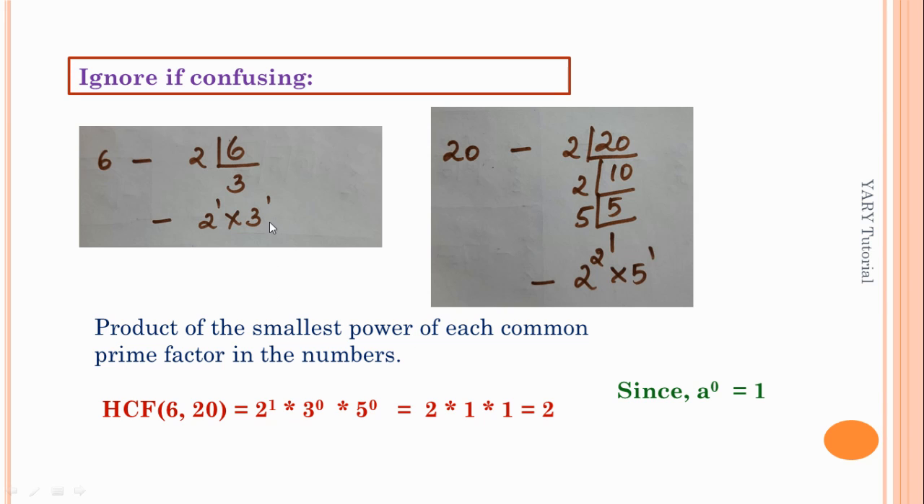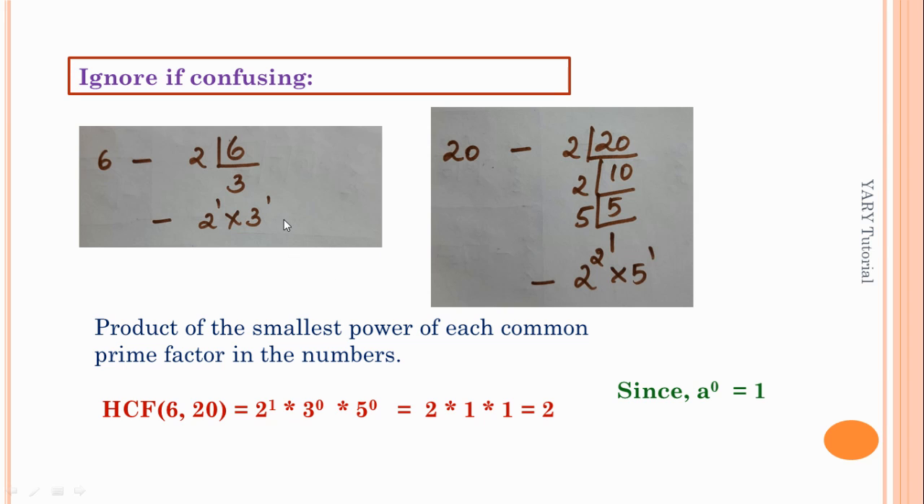So, the smallest power now, in 2 power 1 and 2 power 2, we will be having 2 power 1. Here 3 power 1 and here we have already written 3 power 0. So, 3 power 0 is the smallest power which we will be writing.